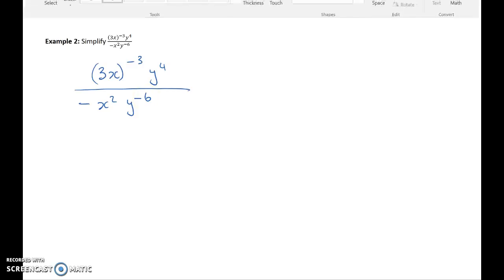Okay, now here's another example. We've got (3x^-3 y^4) over (-x^2 y^-6). And we'll do this a slightly different way, but we'll begin with the same initial step where the power is on parentheses. We'll pull it inside and put it on each part separately.